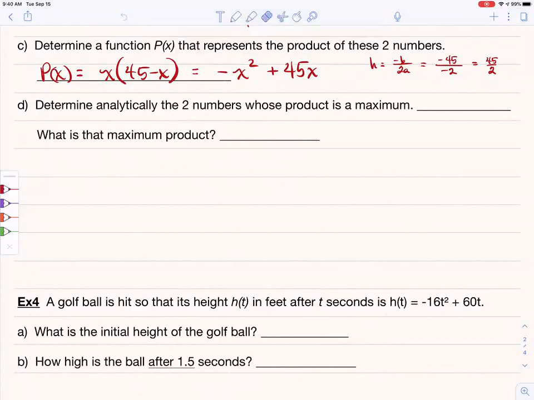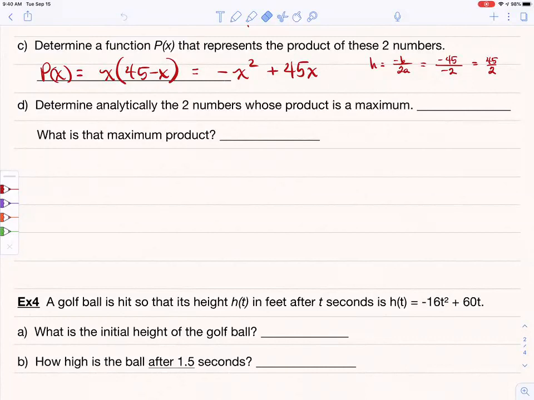Okay, so we have our product, we have our function written for the product, where I took my first number x and I multiplied by my second number 45 minus x, and that's what I have for part C. I'm in the process of working on part D, and it says determine analytically. What does analytically mean again? I explained this last time. Show your work. So this isn't something that you should be graphing on the calculator. In other words, you can use the calculator to add, subtract, multiply, divide, but you shouldn't be graphing on the calculator. So determine analytically the numbers whose product is a maximum.